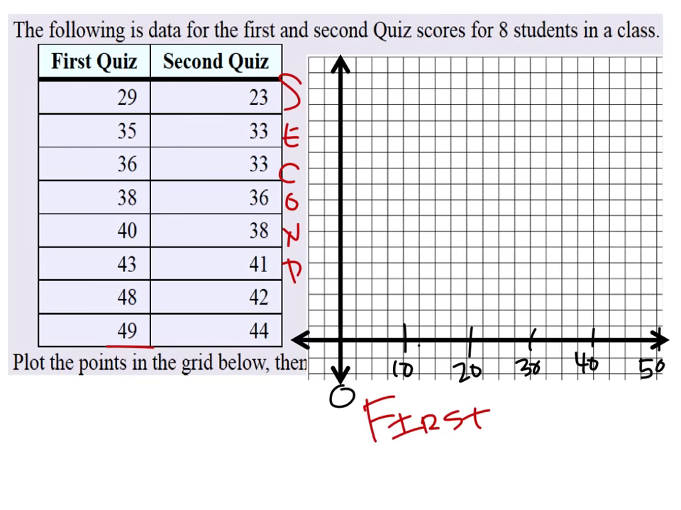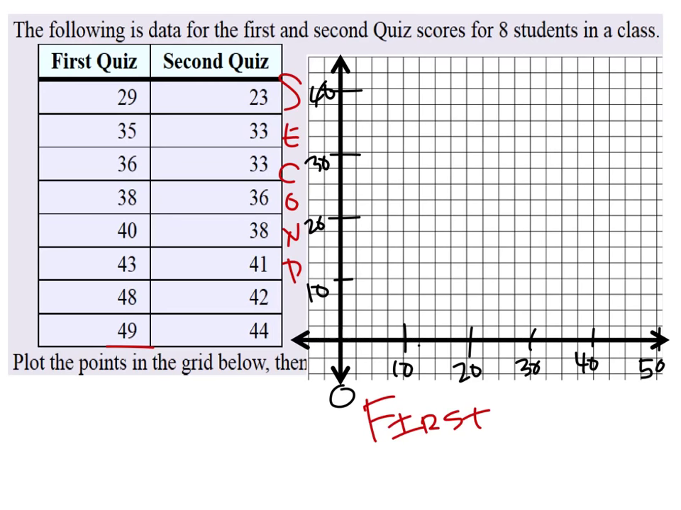And then my second quiz scores go all the way up to 44, so I'll just do the same thing right there. 10, 20, 30, 40. Oh, dang it. Well, here we go, the extra mile.